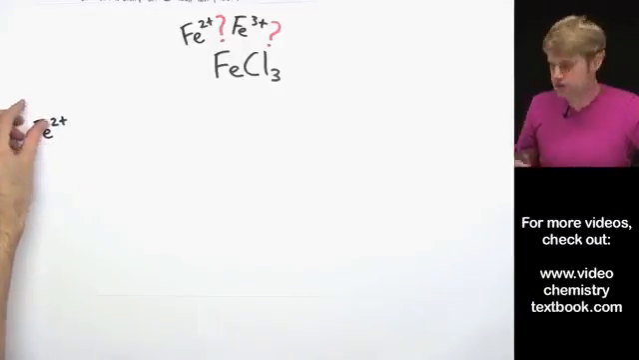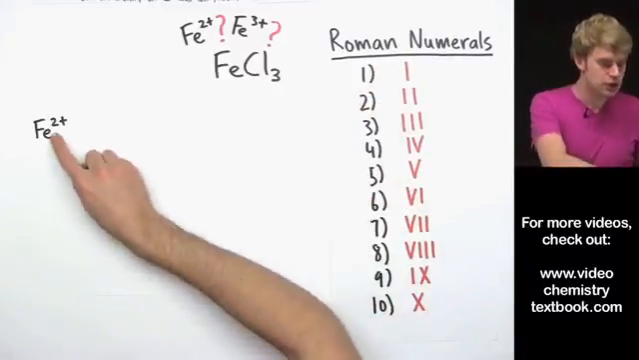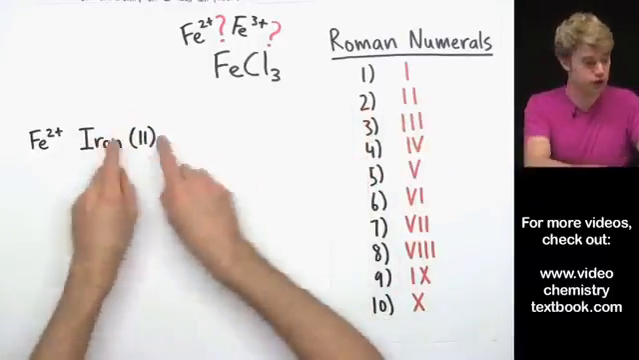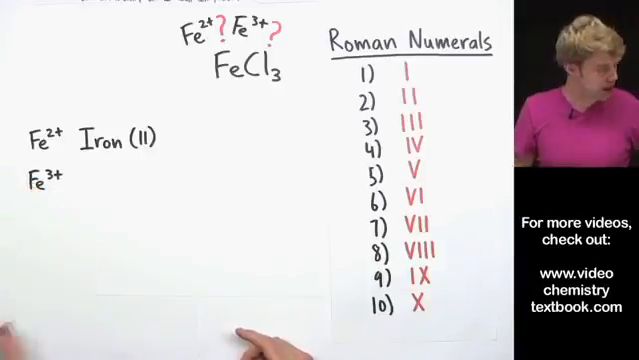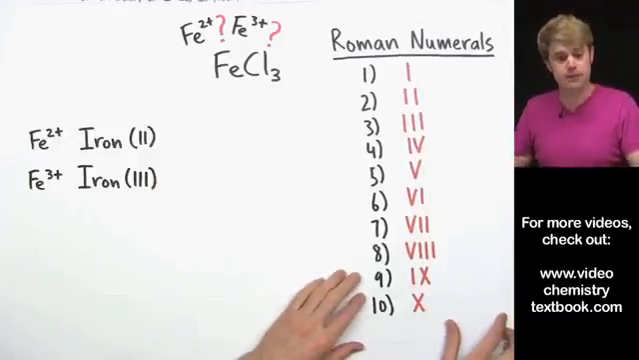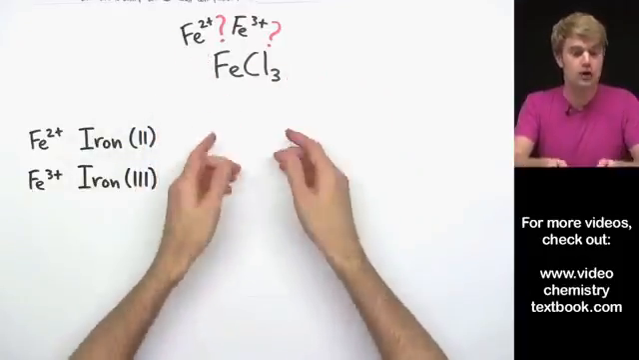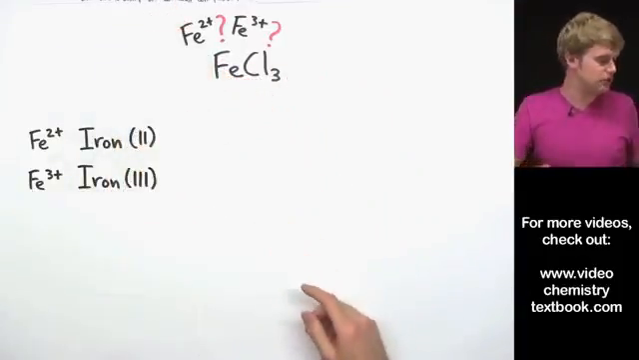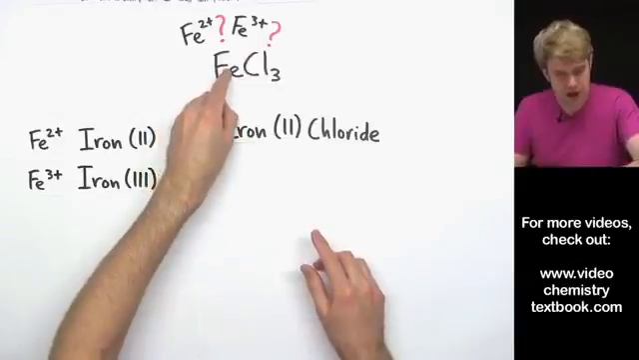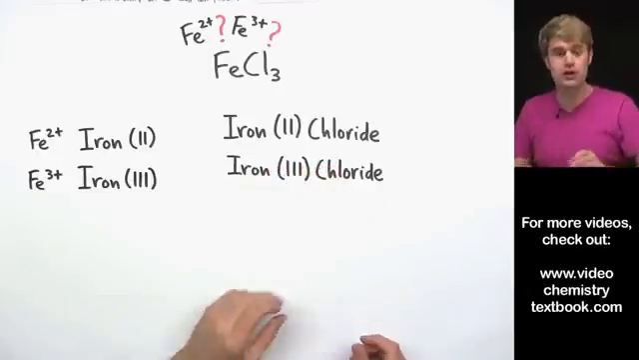Now, we can distinguish between these two ions by using Roman numerals to give them different names. The Fe2+ ion, we call that iron(II), with the Roman numeral for 2 in parentheses. The Fe3+ ion, we call that iron(III), with the Roman numeral for 3 in parentheses. And we'll use these ion names when we want to name the whole compound. So if the Fe here turns out to be Fe2+, we'll call this compound iron(II) chloride. And if this iron is iron 3+, we will call the compound iron(III) chloride.